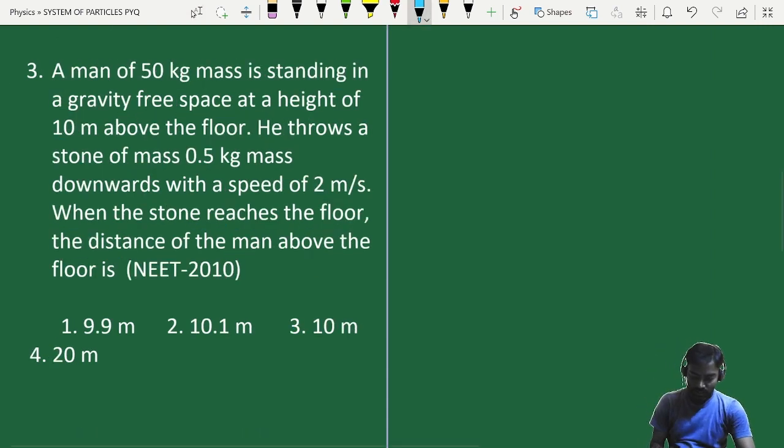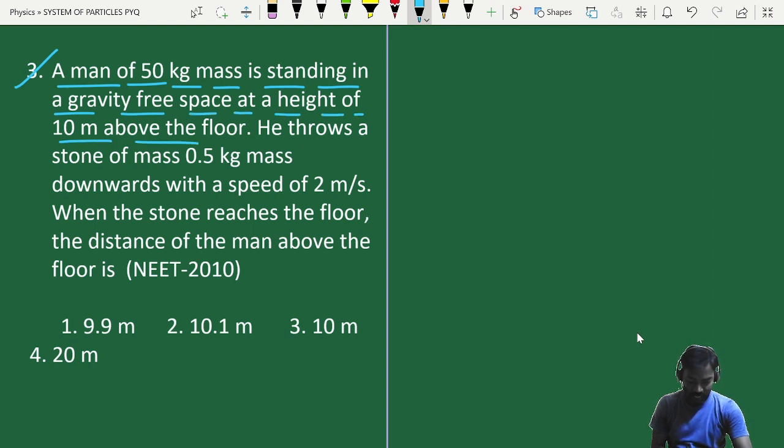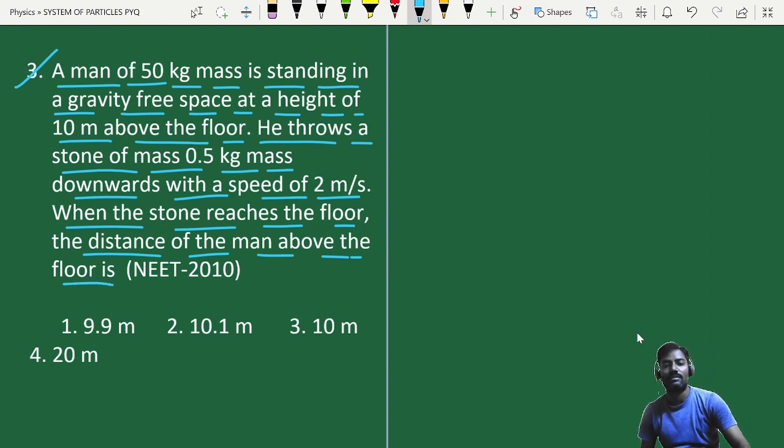On to the next question, students. A man of mass 50 kg is standing in a gravity free space at a height of 10 meter above the floor. He throws a stone of mass 0.5 kg downwards with a speed of 2 meter per second. When the stone reaches the floor, the distance of the man above the floor is. This question also can be solved with the help of the principle of moments.